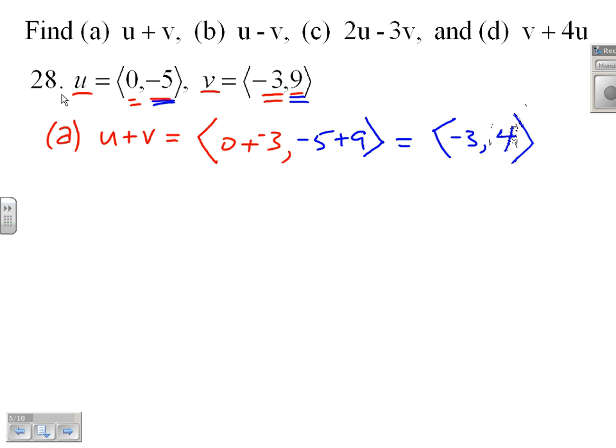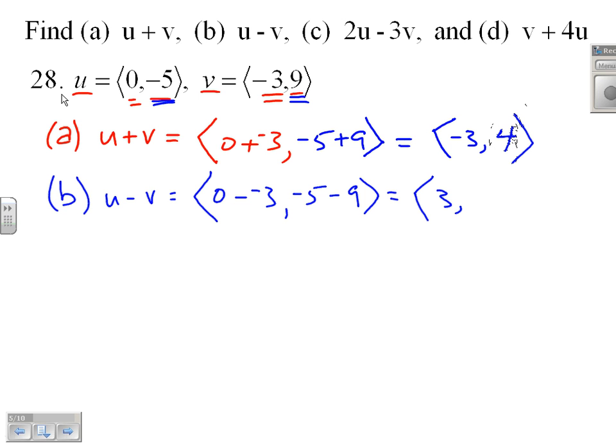Okay. Not much to it, and probably exactly what you would suspect. So for B, which asks for u minus v, our x component is 0 minus our other x component, negative 3. Our y components are negative 5 minus our other y component, 9, for a resultant vector of positive 3, negative 14. Easy as could be.